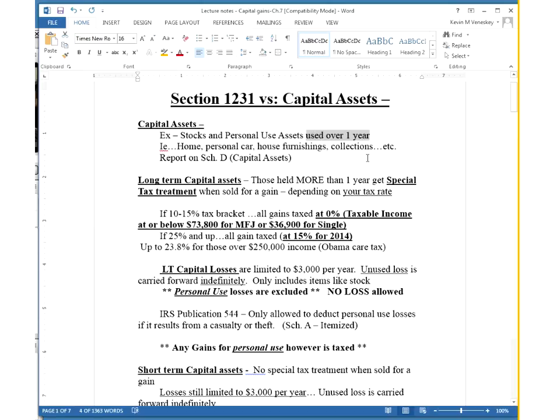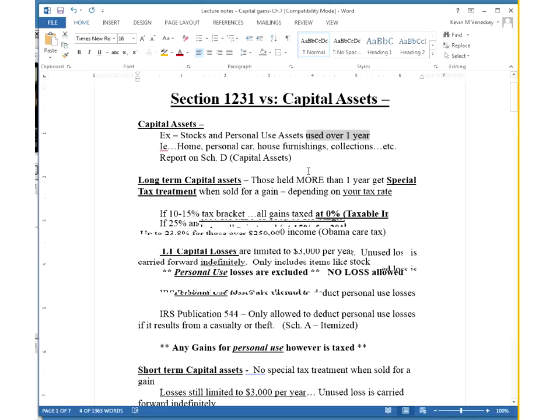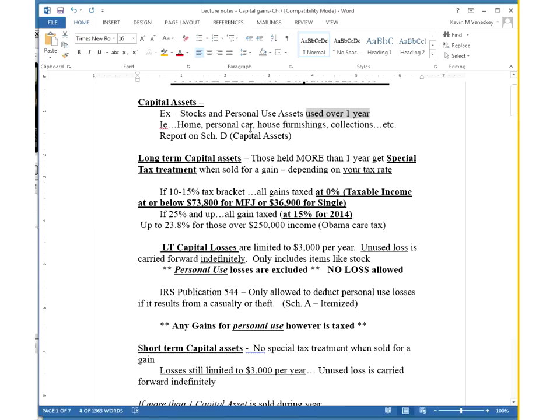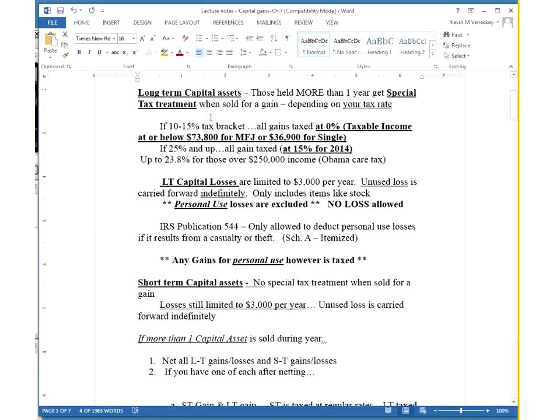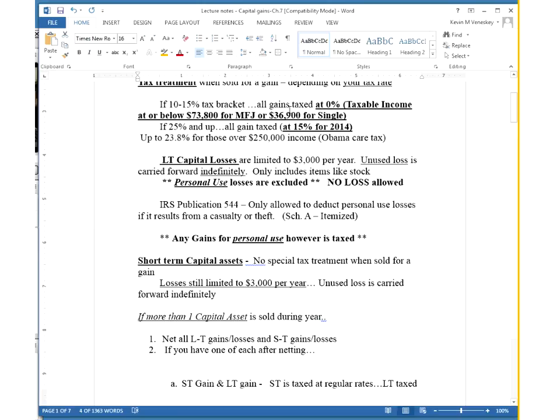Now, if you held it over a year, that's stock, then you get what's called capital gain treatment, and it's a lower tax rate than if you bought and sold within a year. So I'll give you some examples of what I mean by capital assets. Again, the long-term capital assets get a special gain treatment, and I explain what I mean by that. If you're in the lowest tax bracket, any gains you have are taxed at 0%, which is obviously no tax. So it's like you got the gain free.